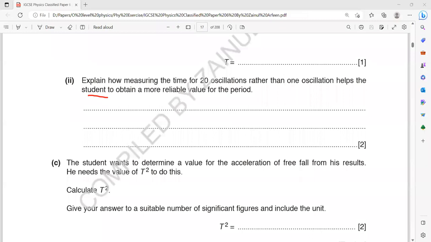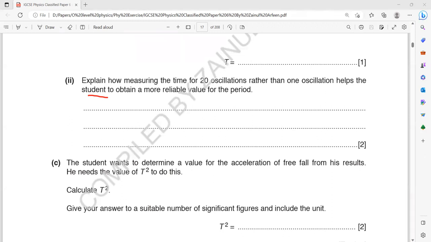If you are measuring the time for one swing, then what will happen? You will likely get an error. The idea is that you will get an average result when you measure the time for 20 oscillations, because we'll have more values. The total time divided by the number of oscillations is an average. Same thing, judgment or reaction time error is minimized. Otherwise, if only one swing is there, that one swing will have the error. But now the same error is spread over 20 swings. So it reduces the percentage uncertainty.